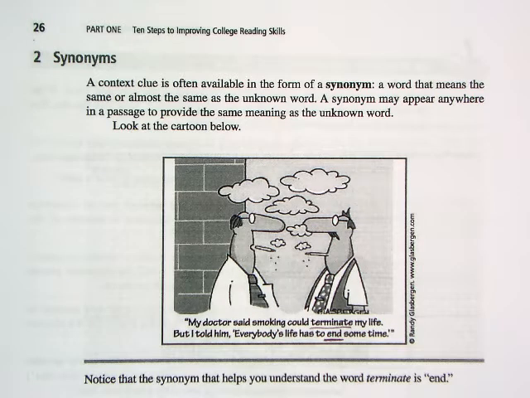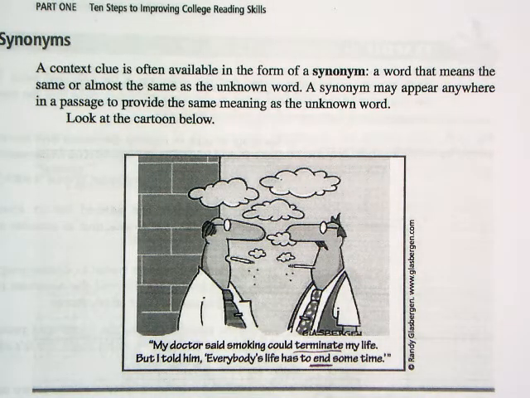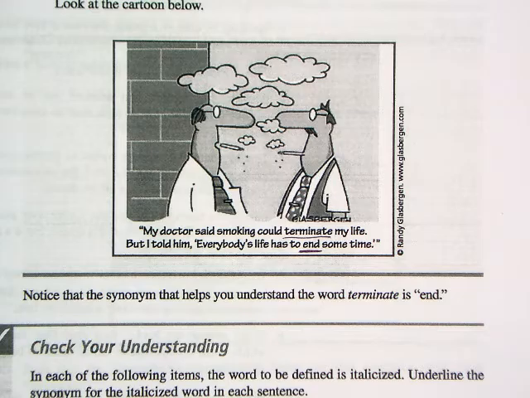Another way of using context clues is to look for synonyms. A context clue is often available in the form of a synonym, which is a word that means the same or almost the same as the unknown word. A synonym may appear anywhere in a passage to provide the same meaning as the unknown word. Here's a cartoon with an example.